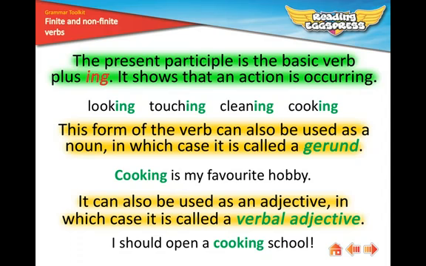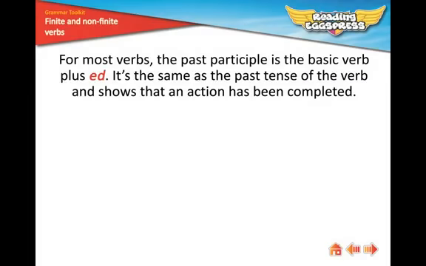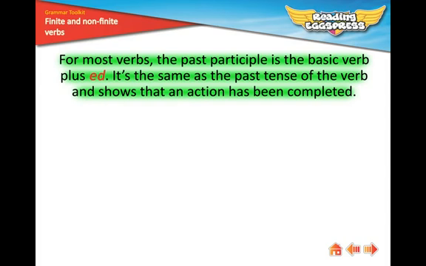We could use dancing as a noun or gerund. Let's substitute cooking with dancing. It would become, dancing is my favourite hobby. Then, as a verbal adjective, I should open a dancing school. For most verbs, the past participle is the basic verb plus ed. It's the same as the past tense of the verb and shows that an action has been completed. So we have looked, touched, cleaned, and cooked.